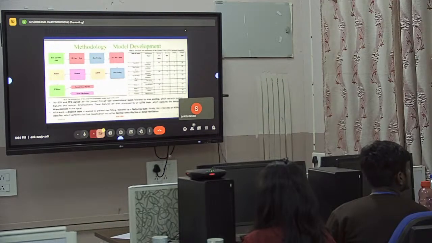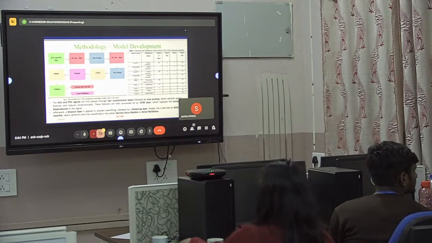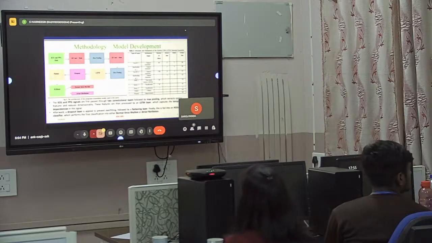Then it moves on to the dropout layer. We have added the dropout layer because we want to ensure that there's no overfitting. Part of the neurons are removed randomly to generalize the data, and then we have flattened it. The flattened layer output is given to the XGBoost, which is an ML algorithm, and then it classifies the data into normal sinus rhythm or atrial fibrillation.